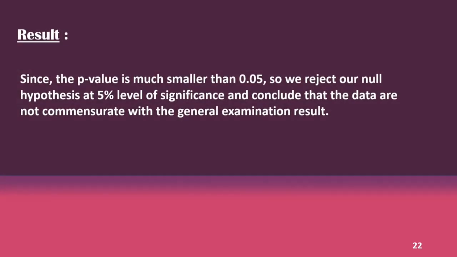Now let us see the result. Since the p-value is much smaller than 0.05, we reject our null hypothesis at the 5% level of significance and conclude that the data are not commensurate with the general examination result.